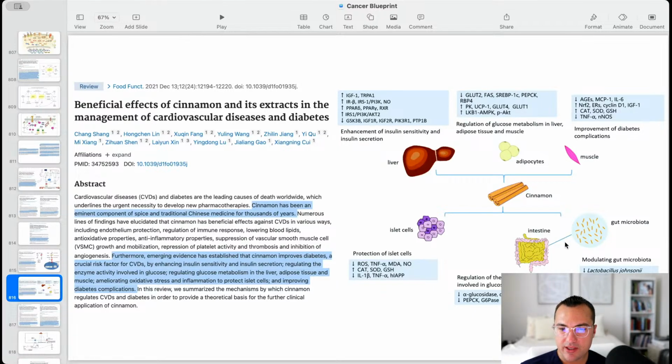Well, in this case, it's going to modulate this particular bacteria, this particular Lactobacillus, which could have a positive effect on basically metabolic syndrome as a whole, as well as diabetes.